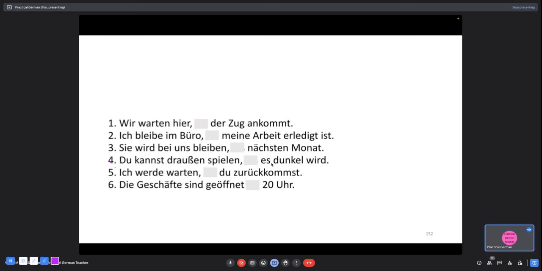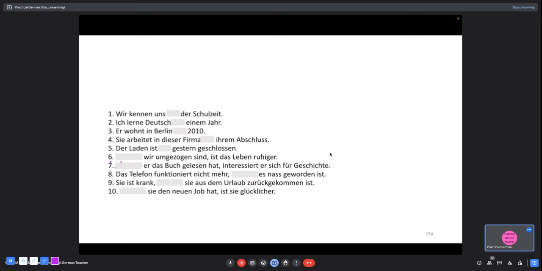Before, normally you say es wird dunkel. It's getting darker or it will get dark, but you push the conjugated part to the last position. Continue, please. It's the answer. So yes, here.